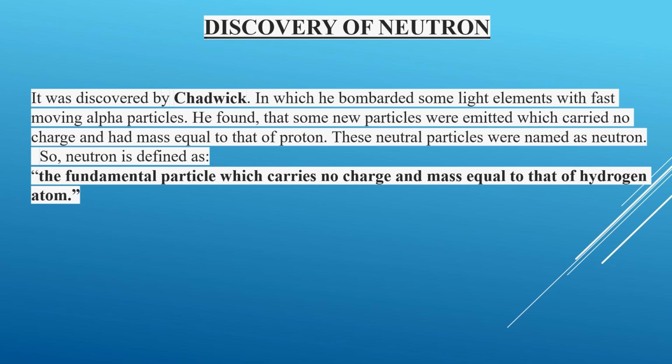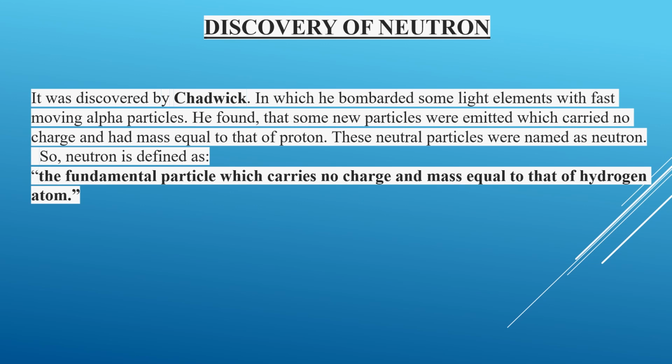So Chadwick thought that there must be some other particles present in the atom which may not carry any charge, but must have a mass equal to that of the proton. Then Chadwick performed an experiment in which he struck fast moving alpha particles on some elements. He found that some particles were being emitted which carry no charge and have mass equal to that of a proton. Such particles were later named neutrons.